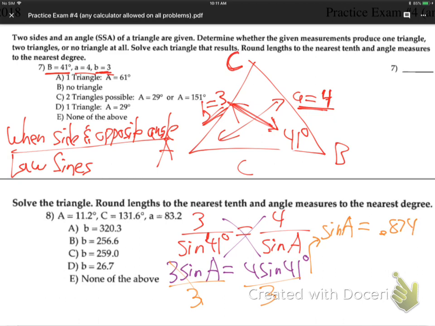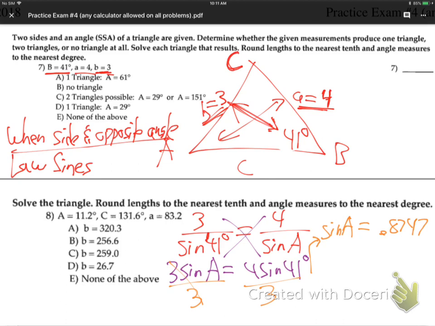Sine 41. I'm getting 0.8747. Remember, you want to use a lot of accuracy when you're in the middle of the problem. Use a lot of decimal places. Don't round it to like 0.8 or 0.9. You're going to mess yourself up. So sine of A is 0.8747.